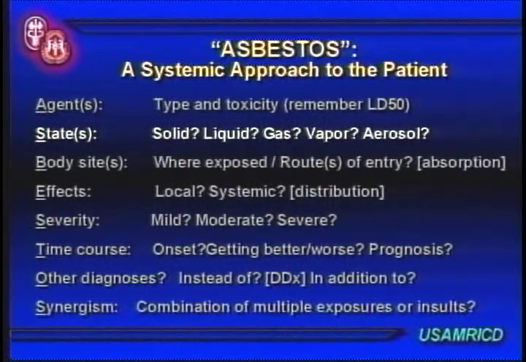We need to know the S in asbestos. What's the state of the agent? Is it solid? Is it liquid? Is it vapor? Is it a gas? Does that make a difference to the patient? It certainly does, because the clinical manifestations of chemical agent poisoning depend in large part upon the state of the agent when it contacts the body.